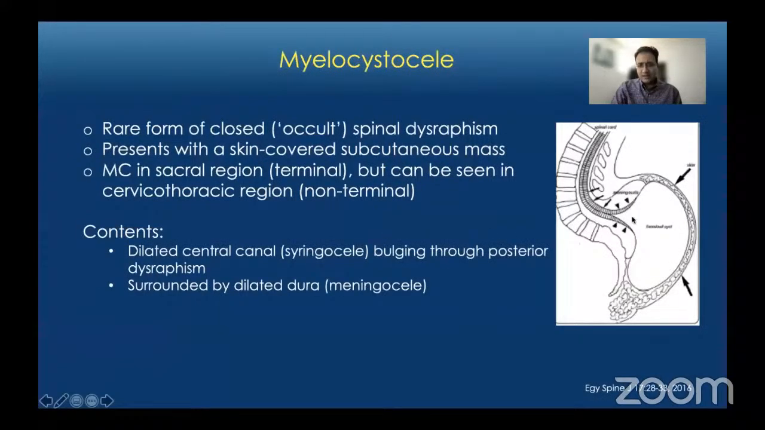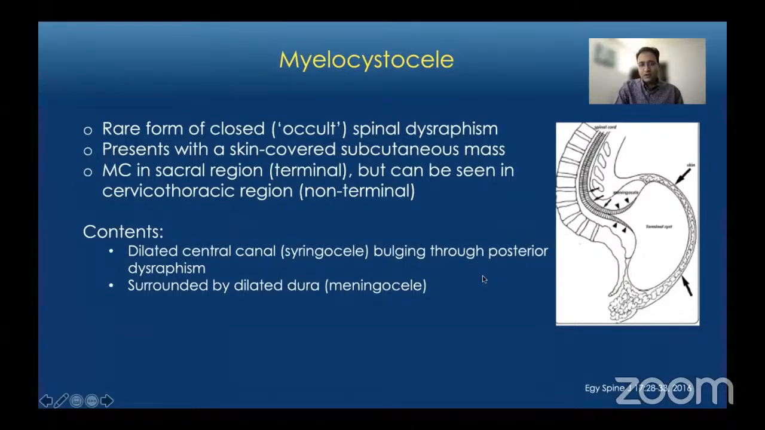Here is a diagram illustrating the myelocystocele. So you have dilatation of the distal spinal canal, which is called a syringocele, and the syringocele extends through a dysraphic defect in the posterior elements. And since it's a closed neural tube defect, the cyst is covered by skin and subcutaneous fat.